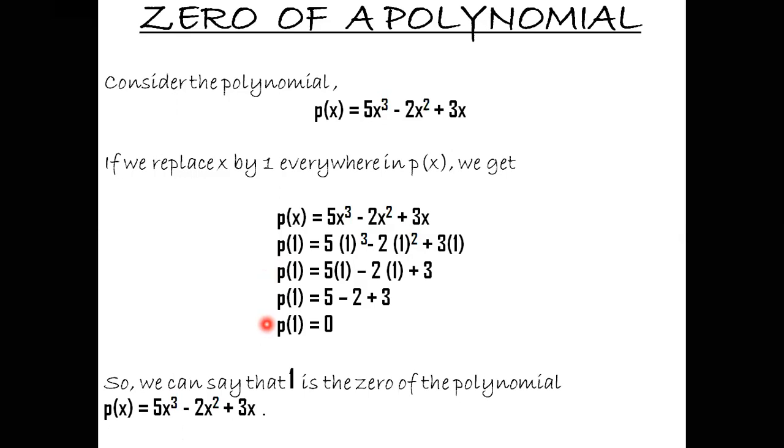I repeat again: when I replaced x, the variable, by the number 1, I got the value of the polynomial as 0. Therefore, I would say that 1 is a zero of the polynomial. If I had placed 3, and if I was getting again the answer 0, I would have said that 3 is also a zero of the polynomial. I hope this is clear to you now.